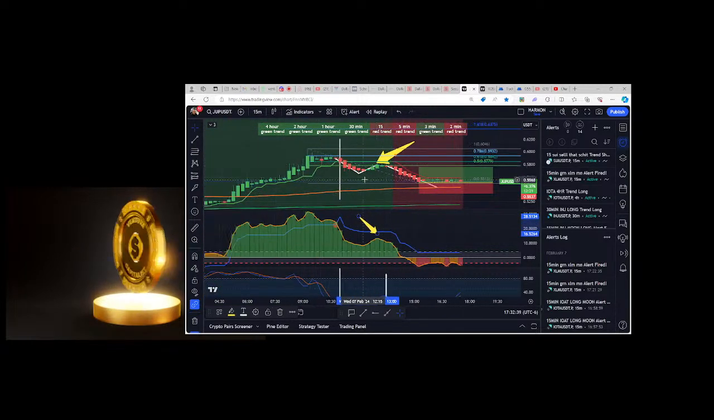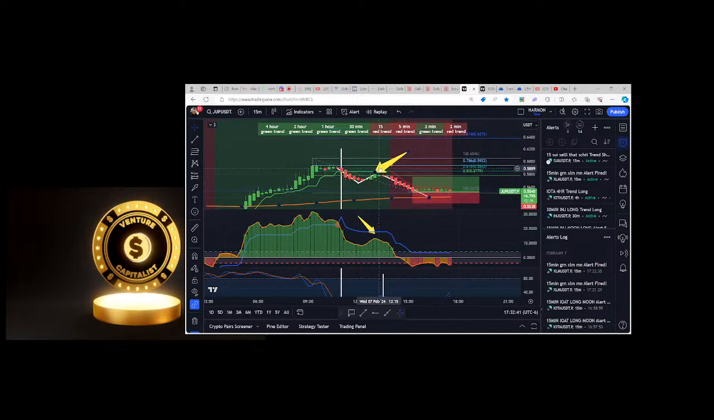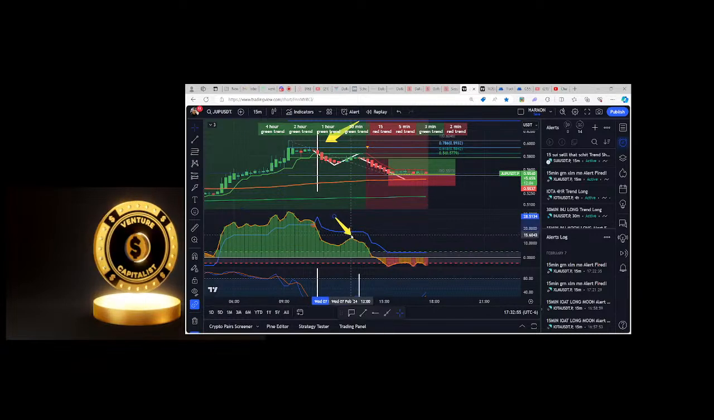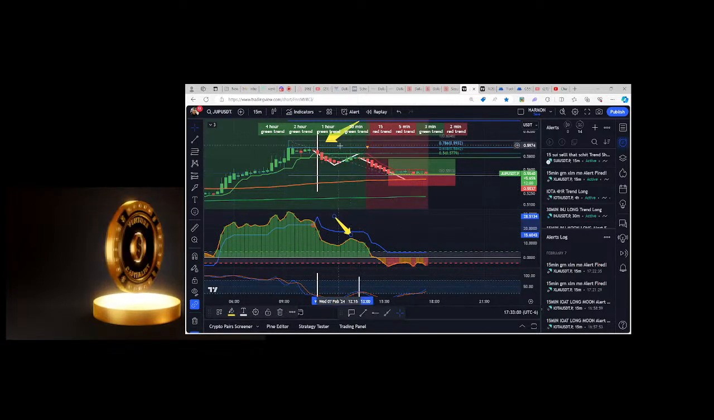So what happens here is, since I know it's getting weaker, now I can assume the position of 15-minute moon, 15-minute retest, 15-minute bounce, no green moon, solid rejection, right? Here's my entry.